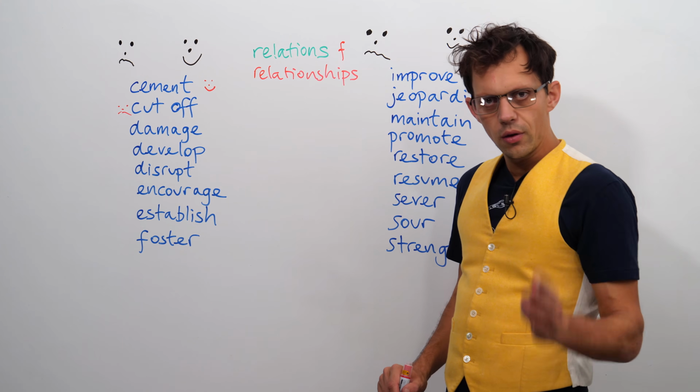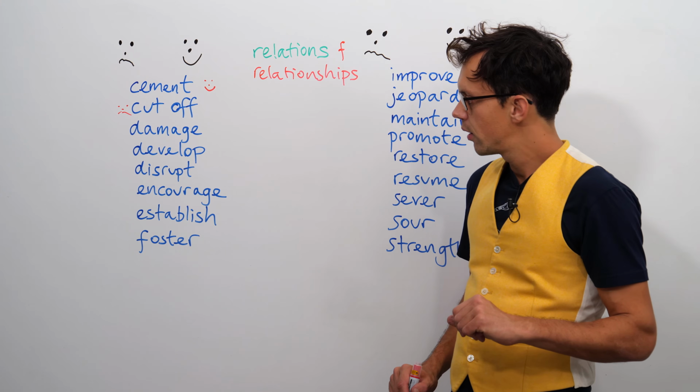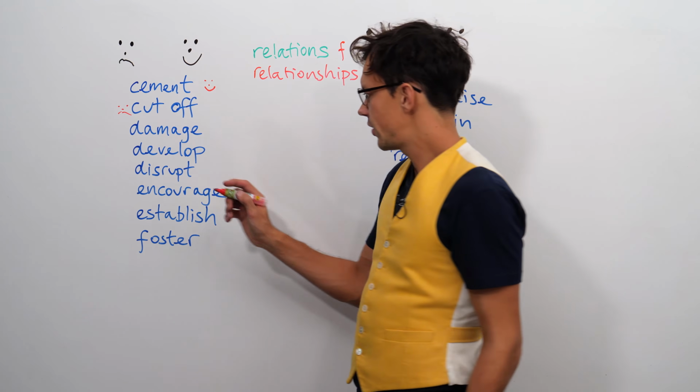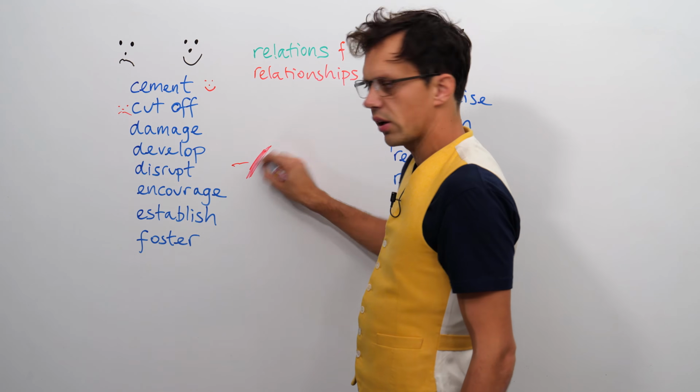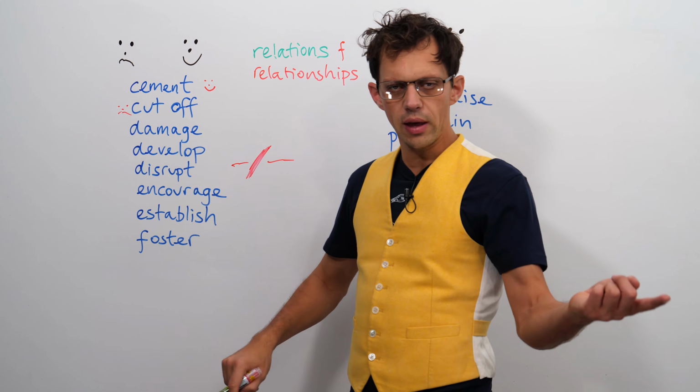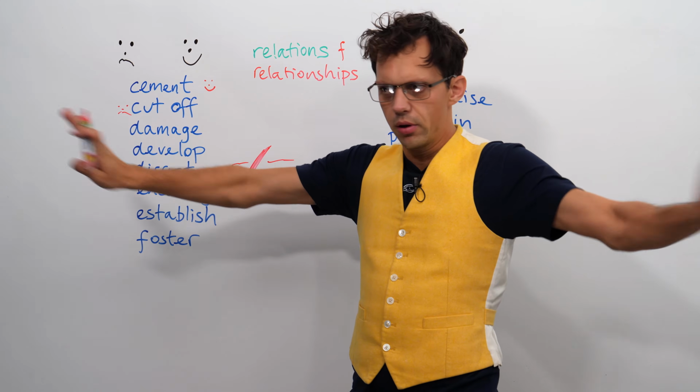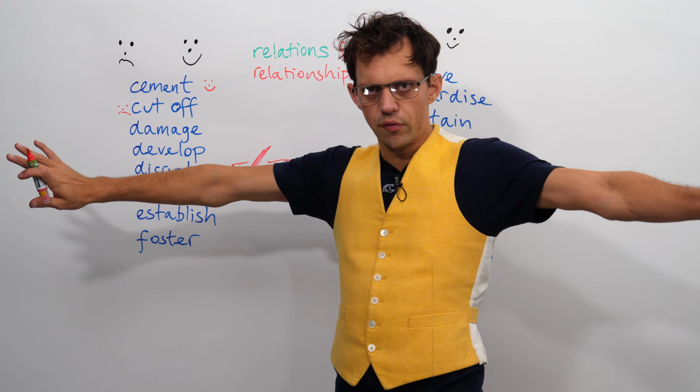Disrupt. What do you think? Yeah, good. It's a negative one. So here are our relations, and we're going, no. You can't talk with them. Like, enough of that. Yep, I'm disrupting it. I'm stopping it for a while.